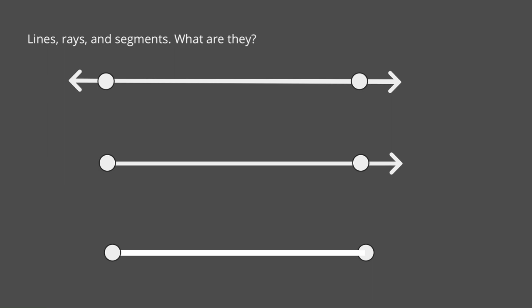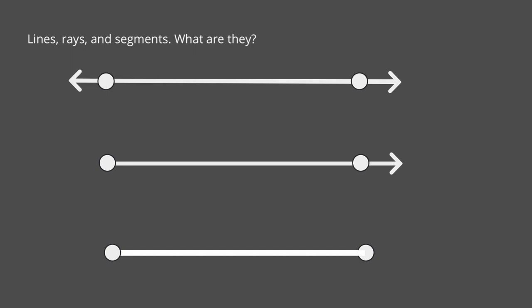Hello everyone. In this series of videos, we are going to talk about lines, rays, and segments. We're going to start off with talking about what those three things are, and then in future videos, we will talk about how they turn into intersections and also angles. So for now, let's talk about what really is a line, a ray, and a segment.